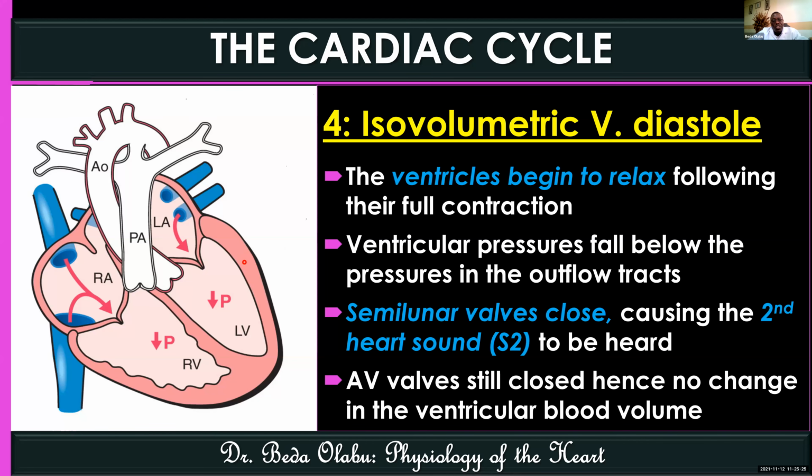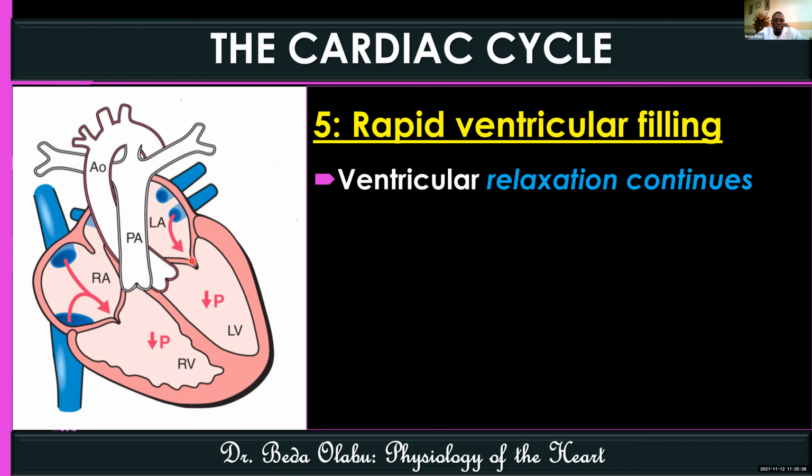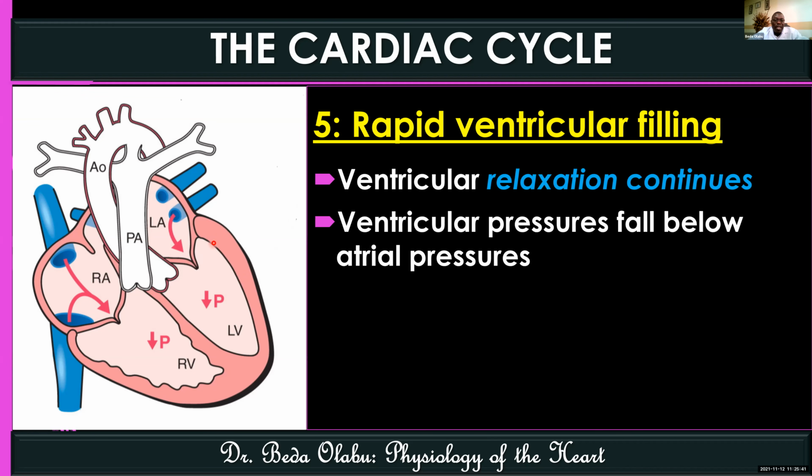As relaxation of the ventricles continues, the pressure in the ventricle is going to go significantly lower than that of the atria. And that will make the AV valves open. And that will make blood rush from the atria to the ventricles in this phase that we're calling the phase of rapid ventricular filling.